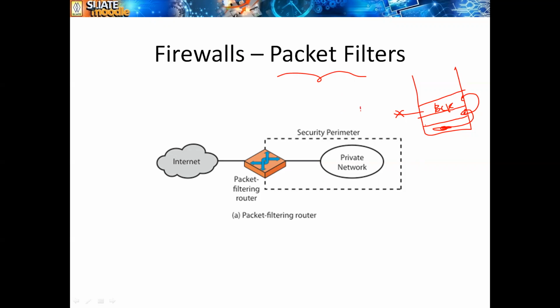It also understands TCP and UDP, which are protocols. This is a private network with a packet filtering router. Some packets come from the Internet. If some unwanted person comes in, that unwanted packet is checked by the firewall and dropped. So only good packets go into the private network.